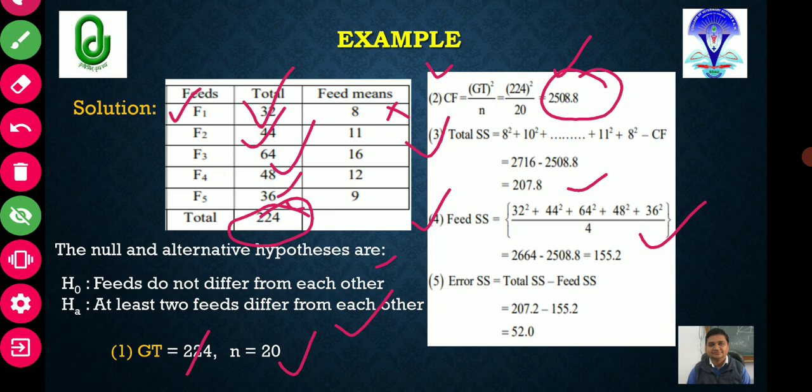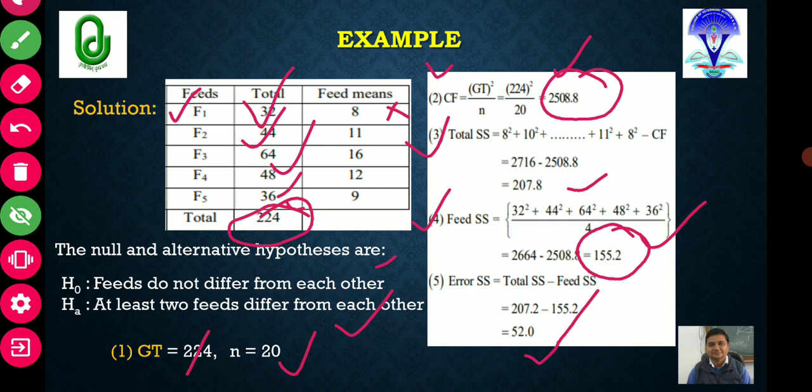So I think you understand it. If your replications are different for different treatments, then you have to vary the n also, and write it separately. Suppose the first treatment is replicated 3 times, so 32 square by 3. Second treatment 5 times, 44 square by 5. Likewise you have to proceed. So the feed sum of square, that is the treatment sum of square, you have obtained as 155.2.